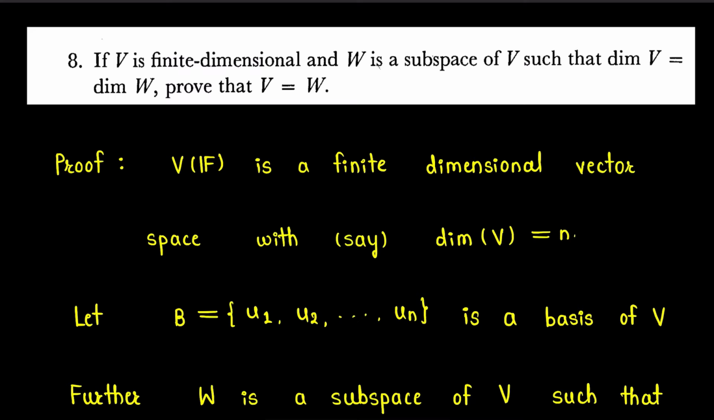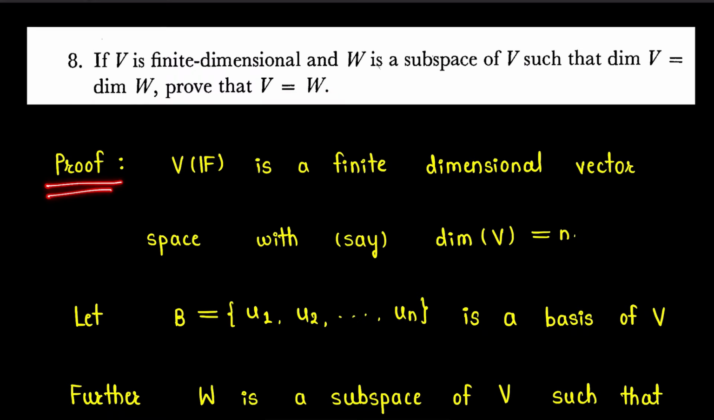In this video, I am going to solve an exercise question from the book Topics in Algebra, from chapter 4, Vector Spaces and Modules. Question is, if V is finite dimensional and W is a subspace of V such that dimension of V is equal to dimension of W, prove that V is equal to W.